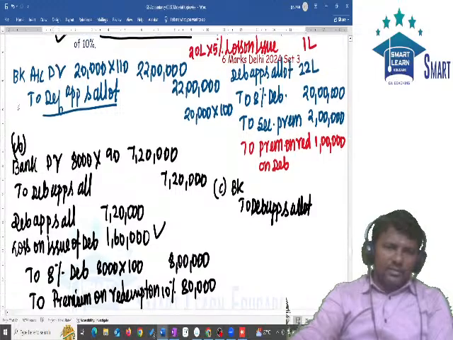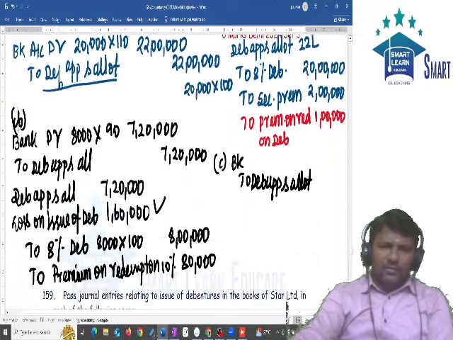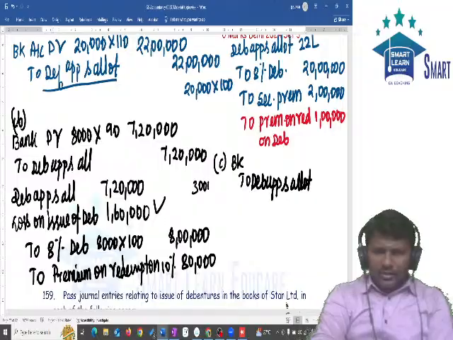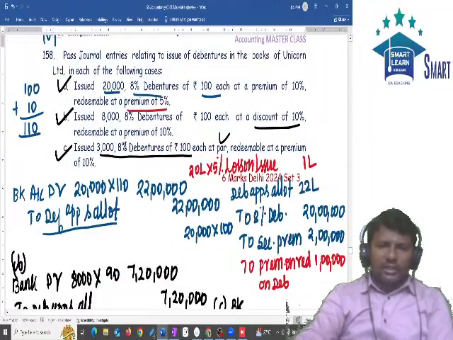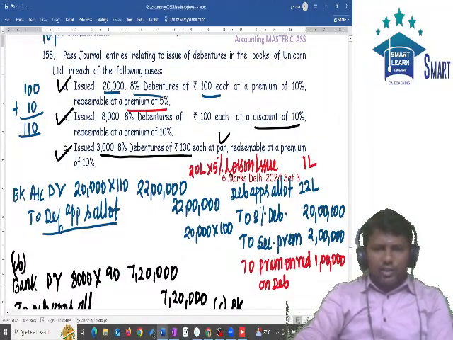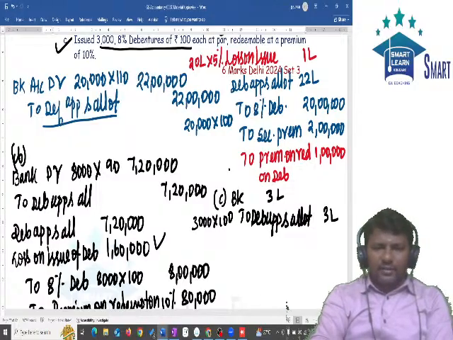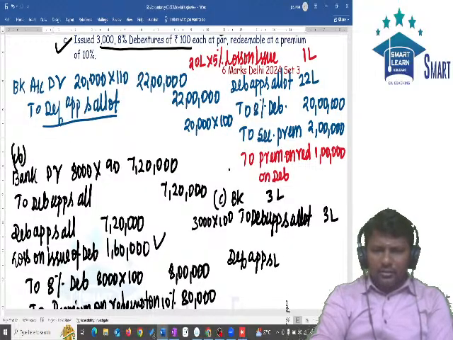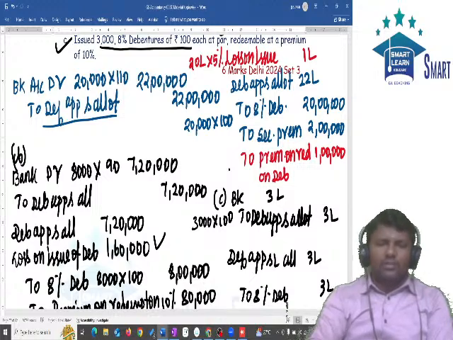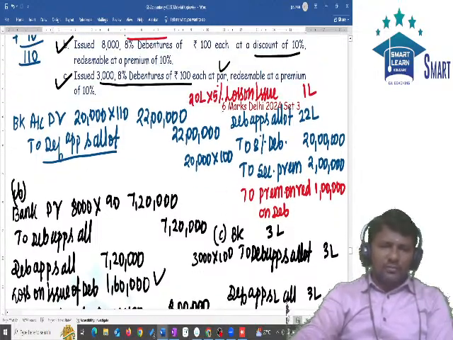How many number of debentures we have? 3,000 number of debentures into what is the rate? 100. It is issued at par. 3,000 into 100 will give you 3 lakhs. So first entry is 3 lakh. Second entry, debenture application and allotment account debit to 8 percentage debenture, 3 lakh. That's all. Now we have redemption at premium.